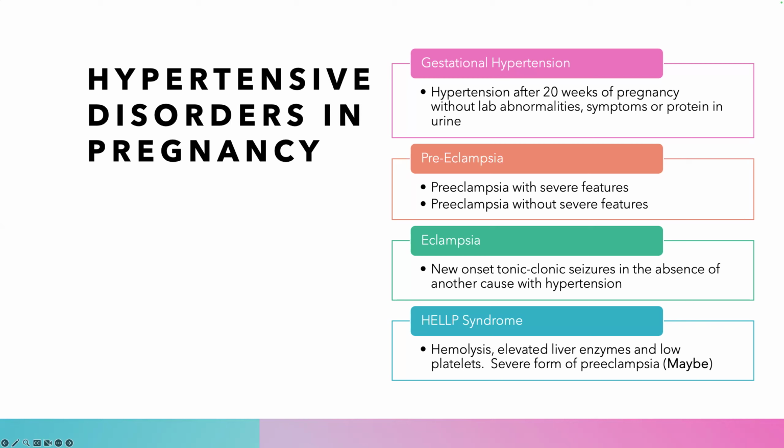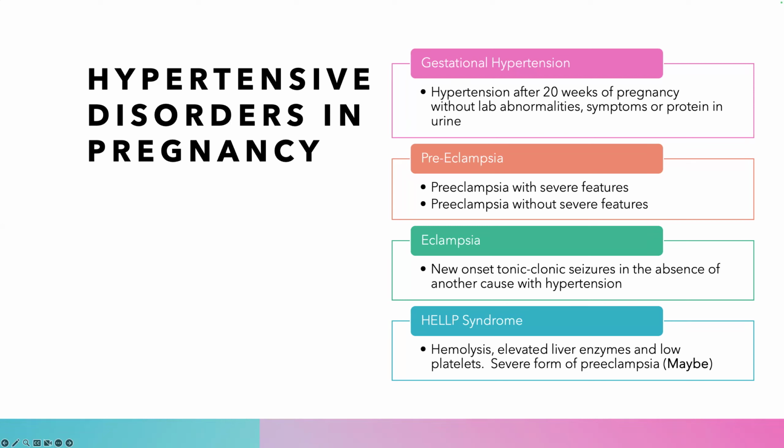We have eclampsia. With preeclampsia, what we're trying to prevent is eclampsia. This is the new onset of tonic-clonic seizures in the absence of another cause, with hypertension. So this is not somebody who's having seizures because they have a seizure disorder. This is somebody who's having seizures because of preeclampsia. In preeclampsia, this is what we are trying to avoid. We are trying to avoid eclampsia, which is progressing to seizures, which is why we give medications to prevent that.